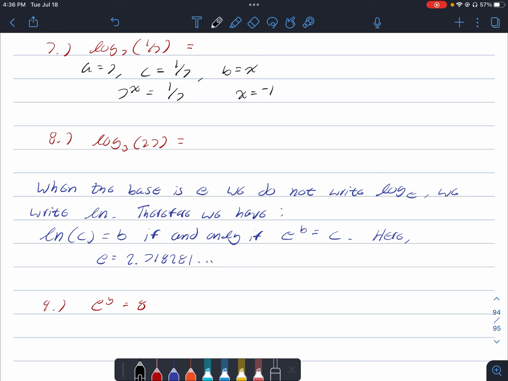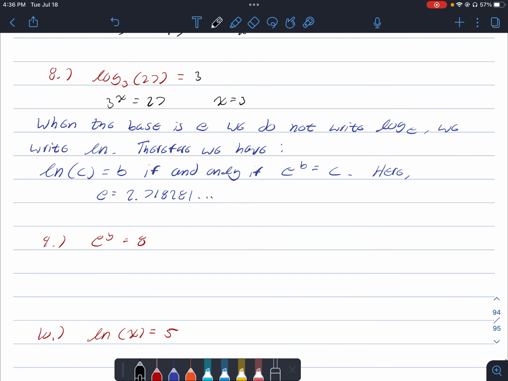Okay, what about this one? Log base 3 of 27. So here, we can do 3 to the x is equal to 27. All right, well, we know 3 squared is 9, so if we multiply 9 times 3 again, we get 27. So we can write x is equal to 3, and therefore log base 3 of 27 is equal to 3.